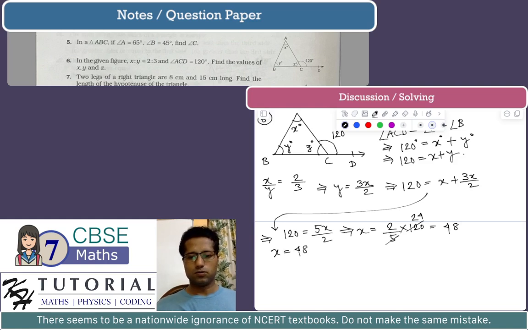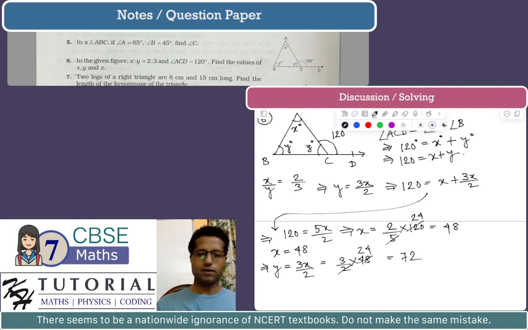Now, what is y? Y is 3x by 2. This is equal to 3 by 2 into 48. This is equal to 72. So y is equal to 72, x equals 48.